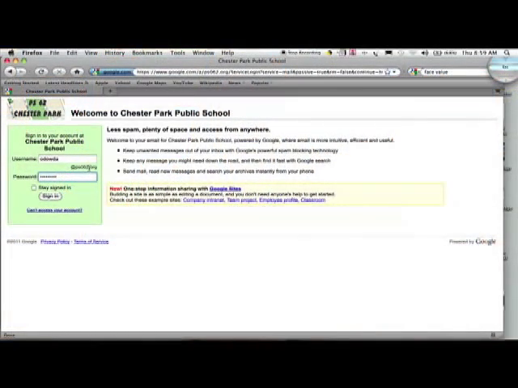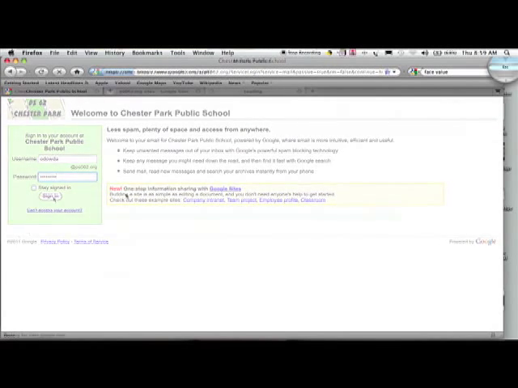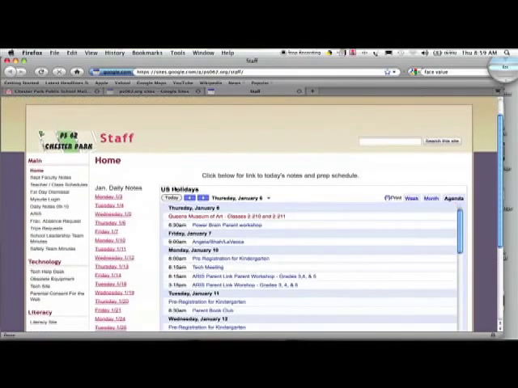We use it for our teachers' schedules. We use it for calendars so that we all know who's supposed to do what when. I also like it because I can get forms at home, I can get forms at school, and all my data is in one place. So I don't have to worry where I saved it. It's all up there in one place on Google.